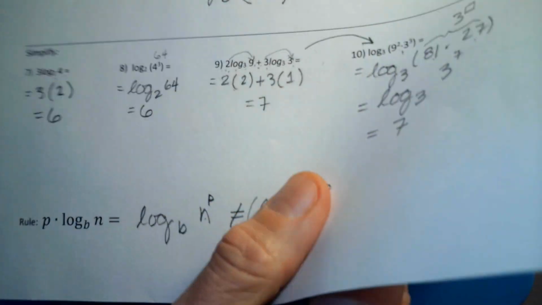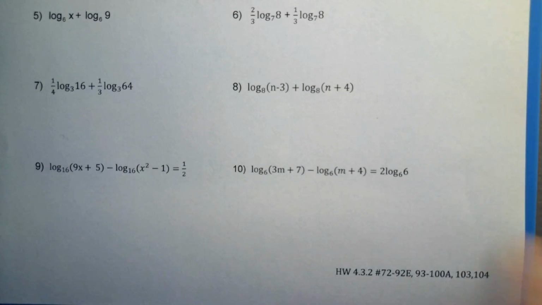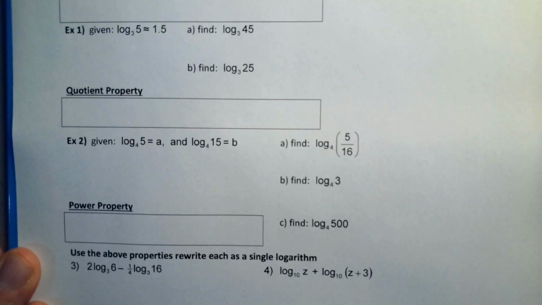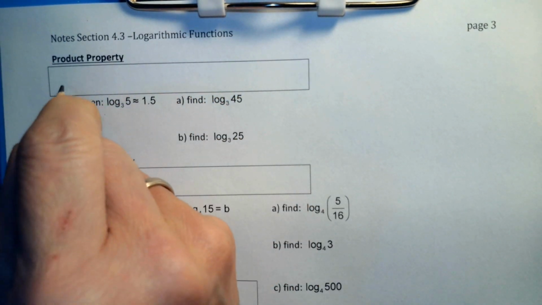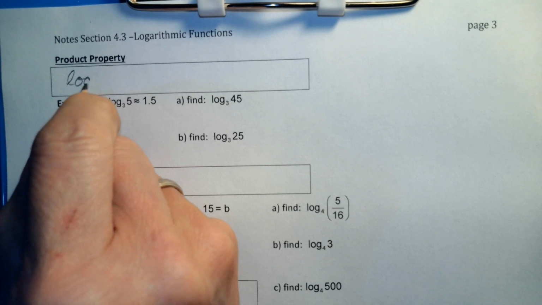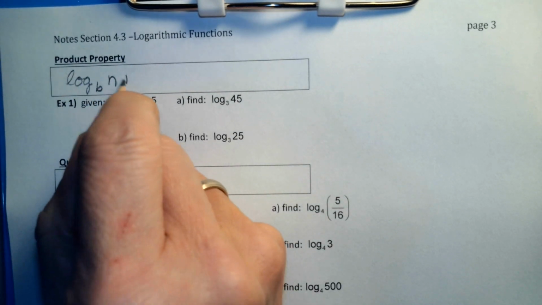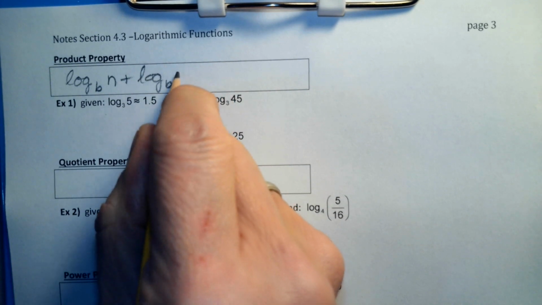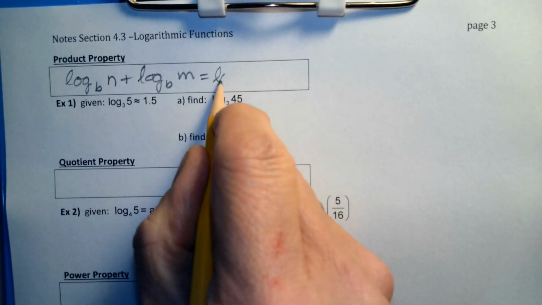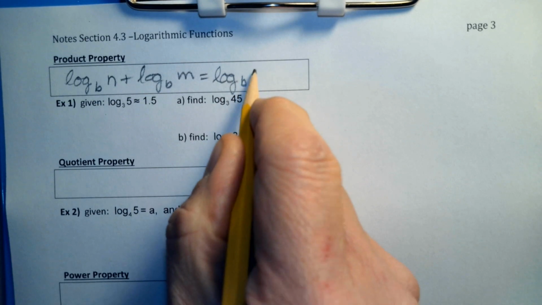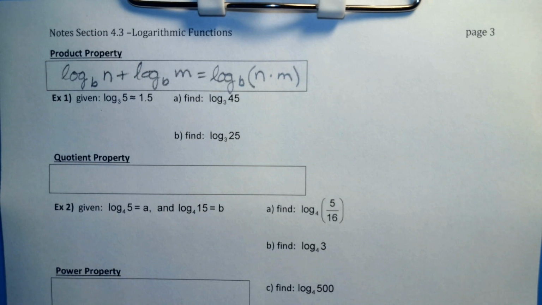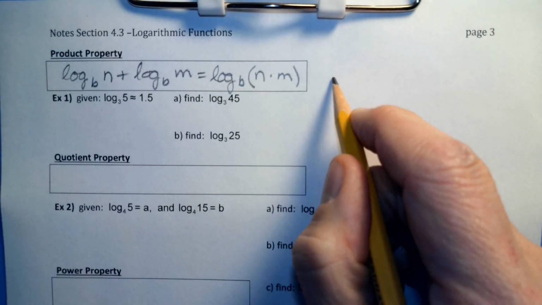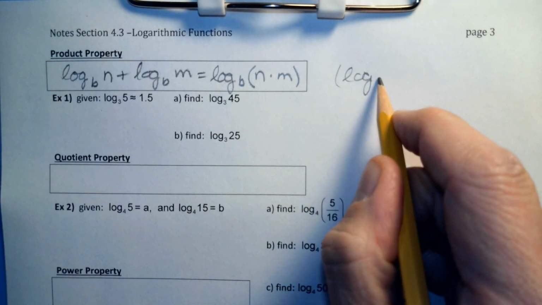All right, and so that's page 2. That takes us now to page 3, where we can sort of write our rules out. All right, so page 3 then, the product rule. So the product rule is really just what we had on the other page. It's going to be log base b of n plus log base b of m is equal to log base b of the product of n times m. All right, now you have to be careful. You can't say the product of the two logs.